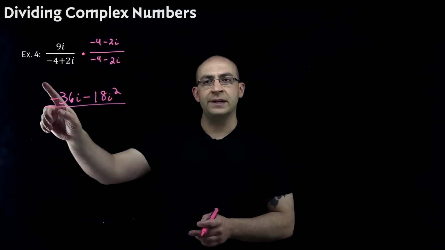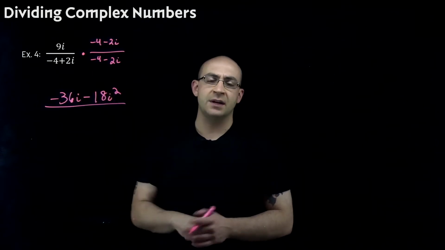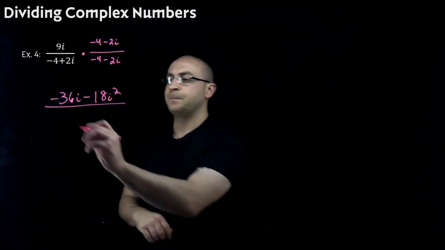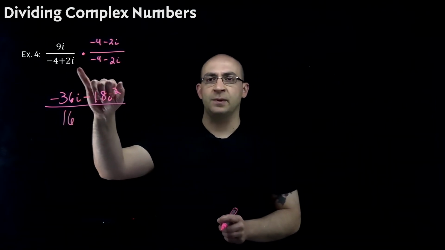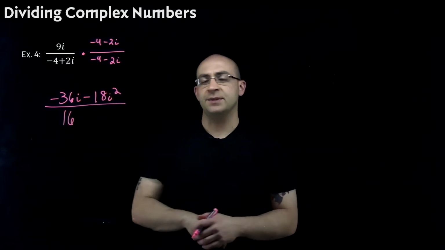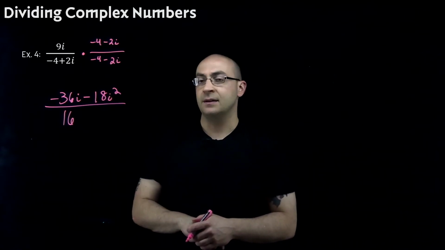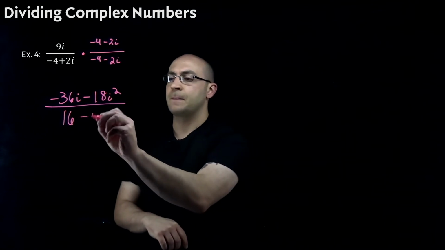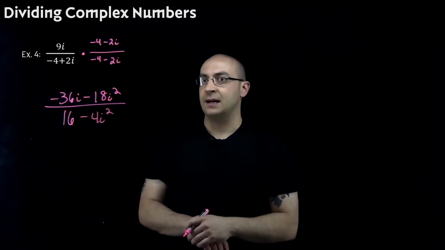So what we're really doing here is we're multiplying the first term times the first term. -4 times -4. That's 16. And then we're just going to multiply positive 2i times -2i. And positive 2i times -2i is -4i squared. Now we can get rid of both of those really ugly i squareds.